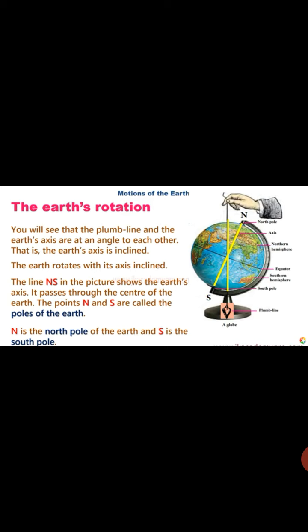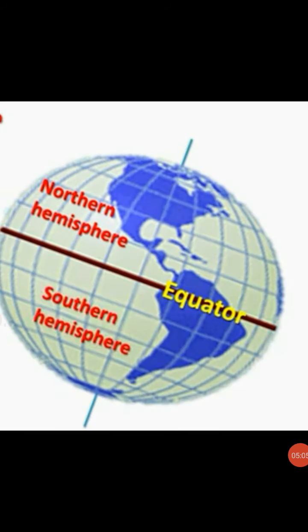Students, here I want to show one picture. When we draw a line in the middle, it divides the whole globe or the Earth into two equal parts. This imaginary line that we draw in the middle of the Earth is called the equator. The two equal parts it makes of the Earth are called the Northern Hemisphere and the Southern Hemisphere respectively. Understood this much, students?